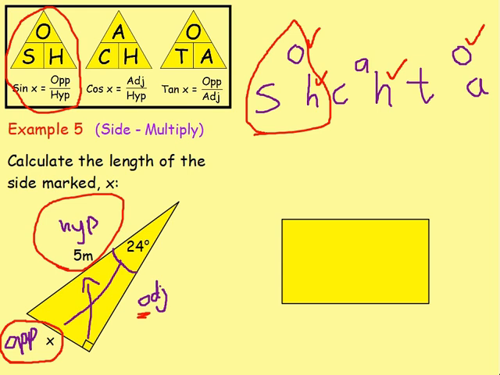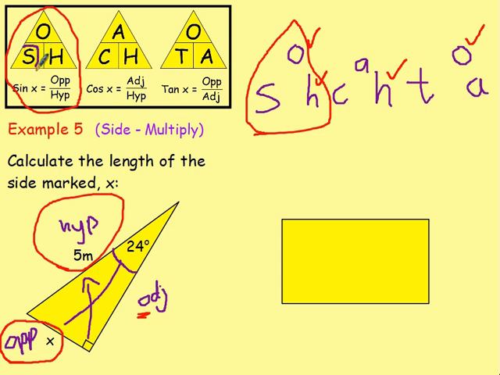Lots of people do this different ways. Some people write down sine x equals opposite over hypotenuse, sub in the numbers, and then rearrange the formula. I prefer not to do that. It depends what you like to do. Do whichever way you want. But what I always do is think about what we're wanting to find.